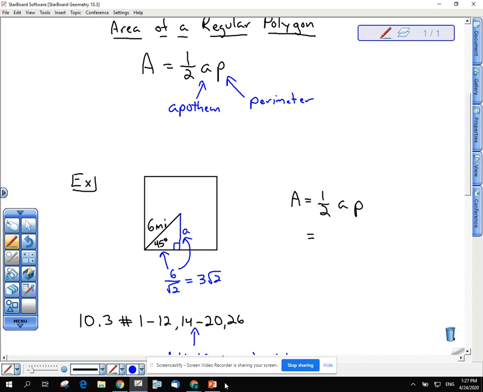That's the number I'm going to plug in for the apothem. Let me again just list those off to the side. The apothem is 3 root 2. Now this length is also 3 root 2, and the perimeter then is 1, 2, 3, 4, 5, 6, 7, 8 of those. That would be 24 root 2.